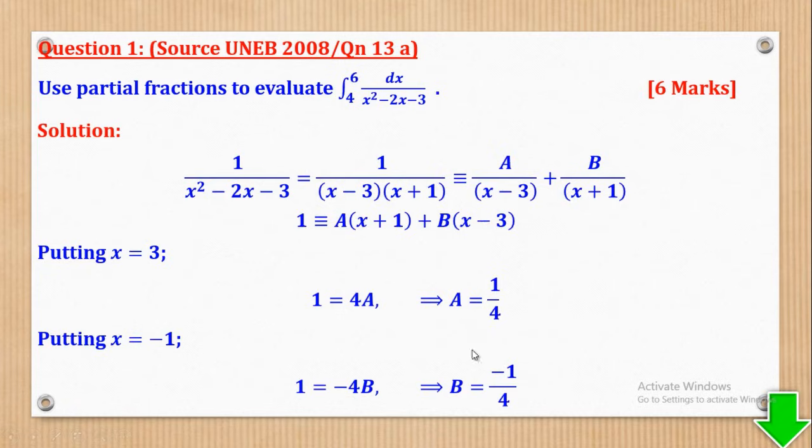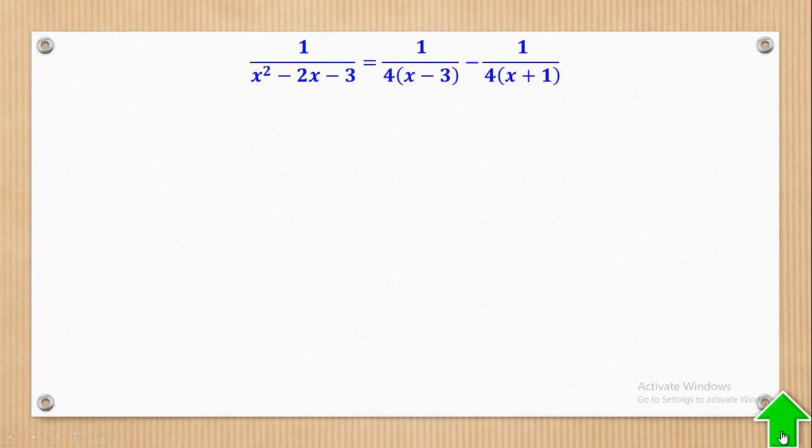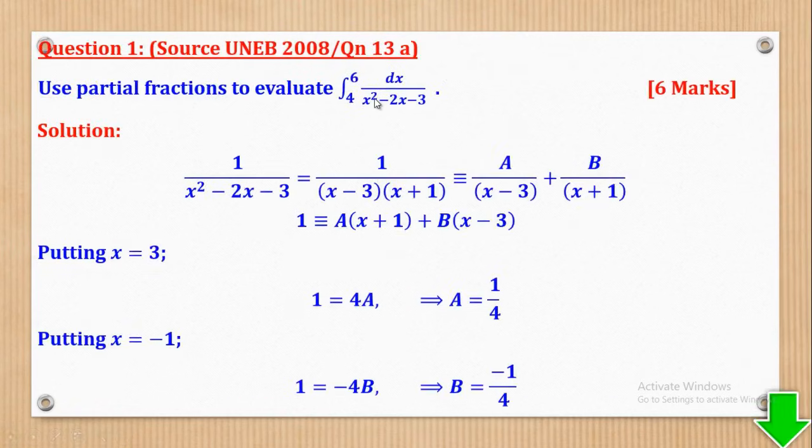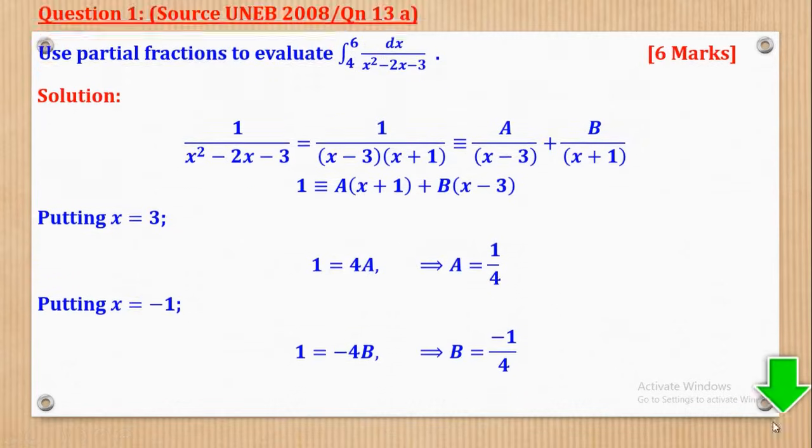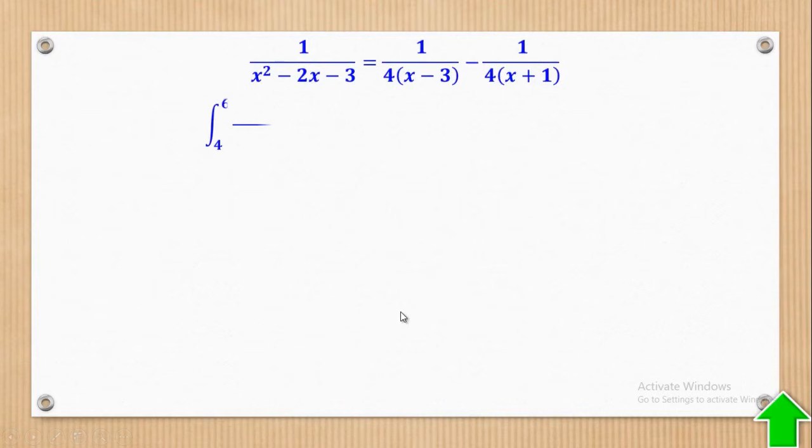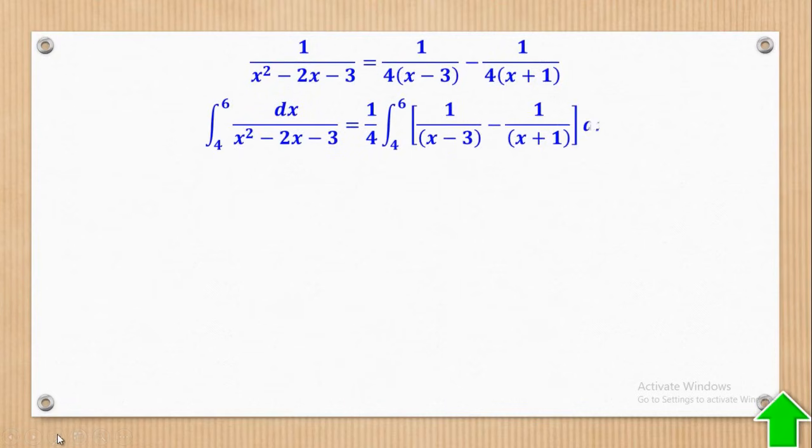So now we have got a and b, therefore we can substitute for a here and for b here to get our partial fractions. So that is our partial fractions, but remember they told us to integrate. They told us to integrate this from 4 to 6. So I'll replace this one with this partial fraction. Therefore, this integral which is required is the same as this integral. So what I've done is replaced this with this. A quarter is common, that is why it is pulled outside.